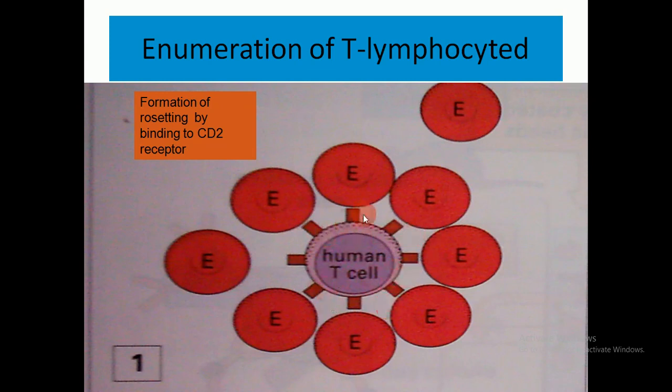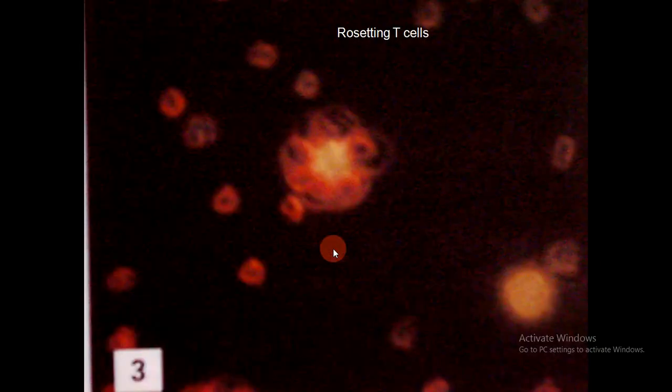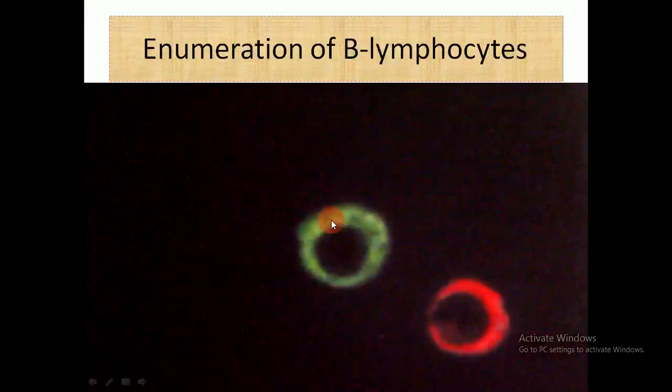T lymphocytes have a CD2 receptor, and sheep RBCs accumulate around it, and we enumerate how many rosetting cells we get as a percentage of the number of the T lymphocytes. This is the rosette: the T lymphocyte with sheep RBCs around it.